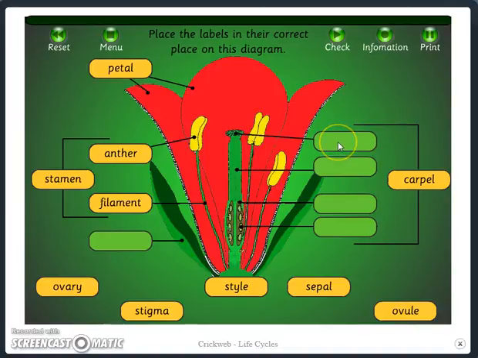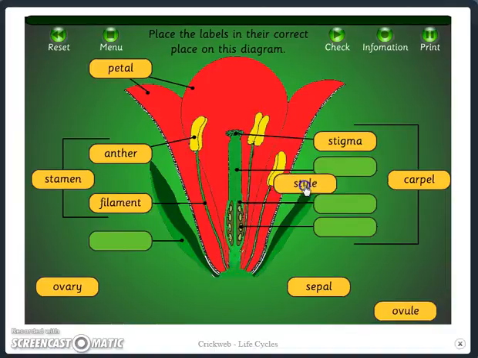So the first part here of the female parts of the flower, right up on top here, is called the stigma. And what do we call this part? This long tube. If you said style, you are correct.